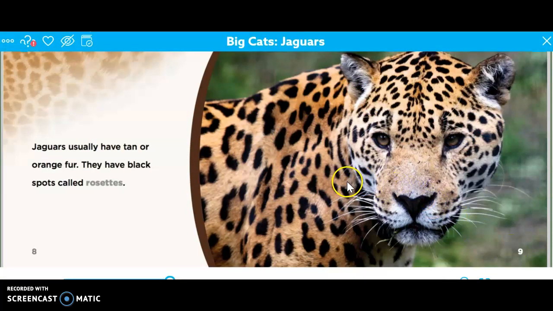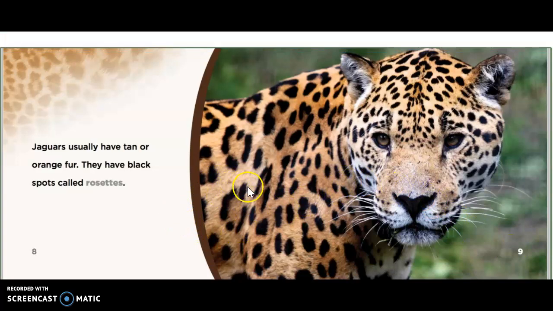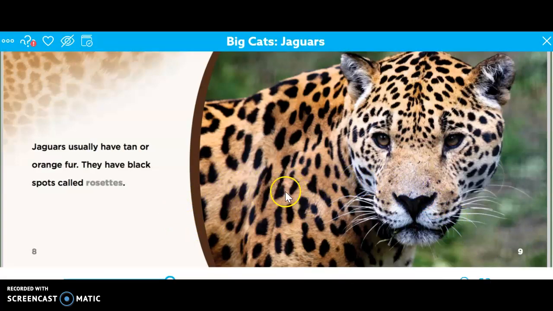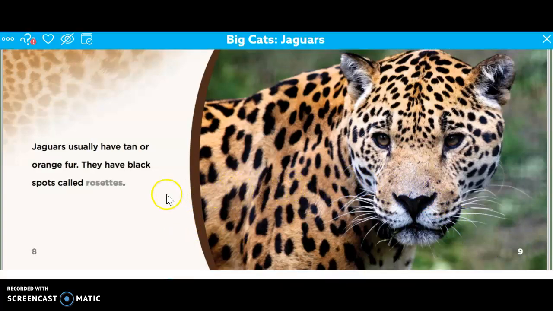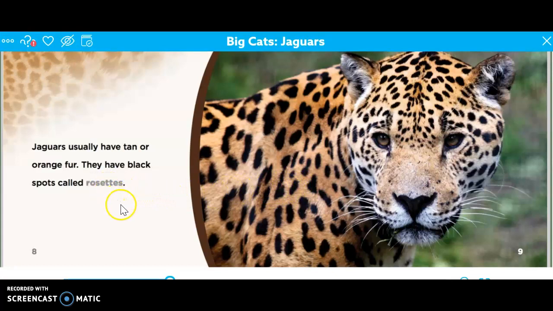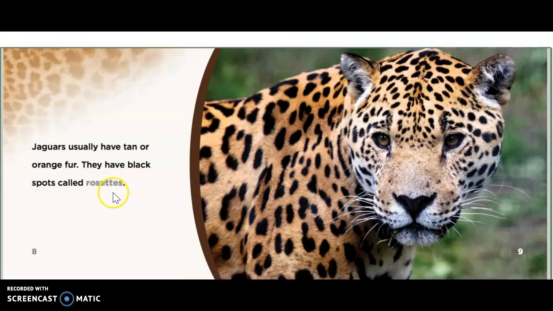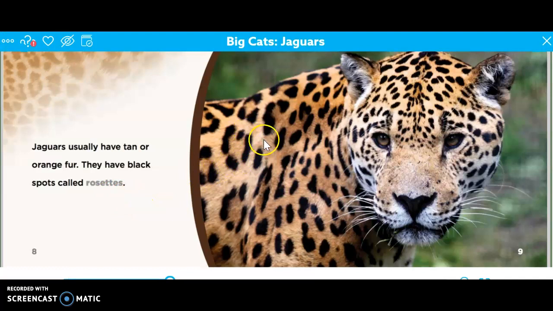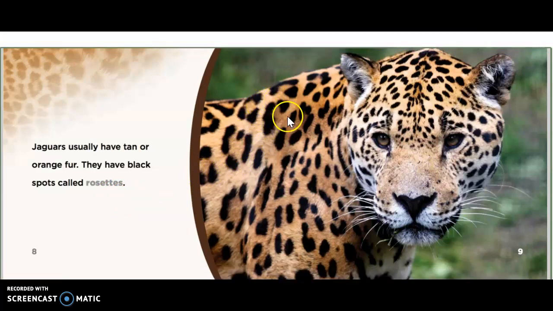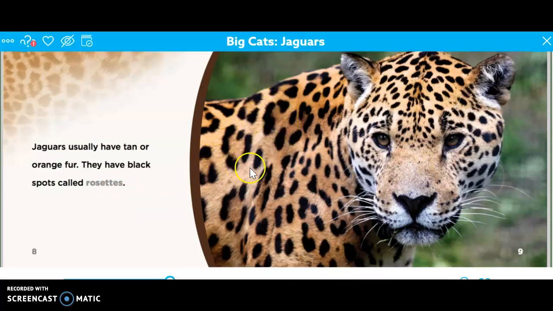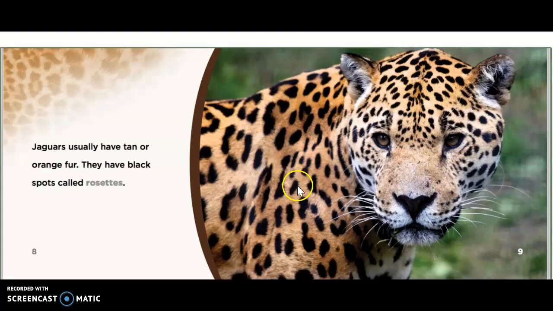Jaguars usually have tan or bright orange fur. They have black spots called rosettes. This is another vocabulary word, rosettes. Something that resembles a rose. So maybe these spots here resemble a rose.